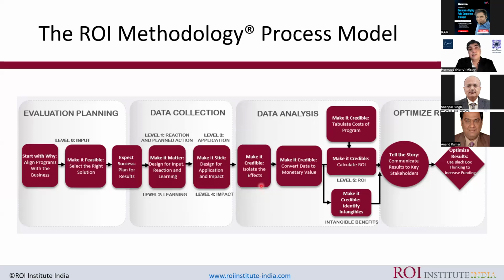Once we do that, we then convert data into monetary values. As we convert data into monetary values, we also tabulate the cost of the program. We take these monetary benefits divided by the cost to calculate the ROI of the program. And while we calculate the ROI, if there are any measures that we haven't converted into monetary values, or we are unable to convert to monetary values, we then list those out as intangible benefits coming out of a program or project.